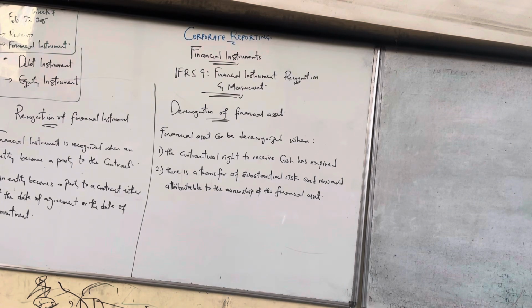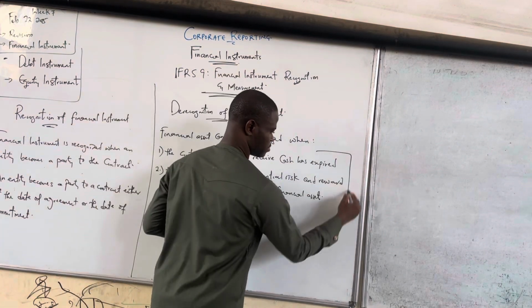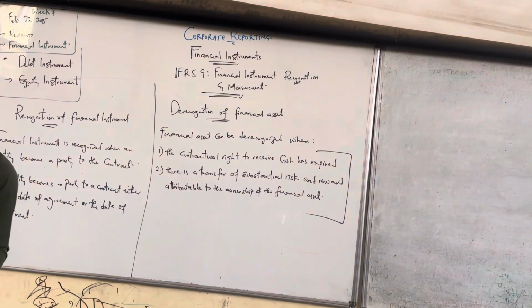So that is derecognition of financial assets. I sent 2 questions to the group. It's not in your handout. I want us to look at it. Before I move to the next one, let's look at those 2 scenarios.